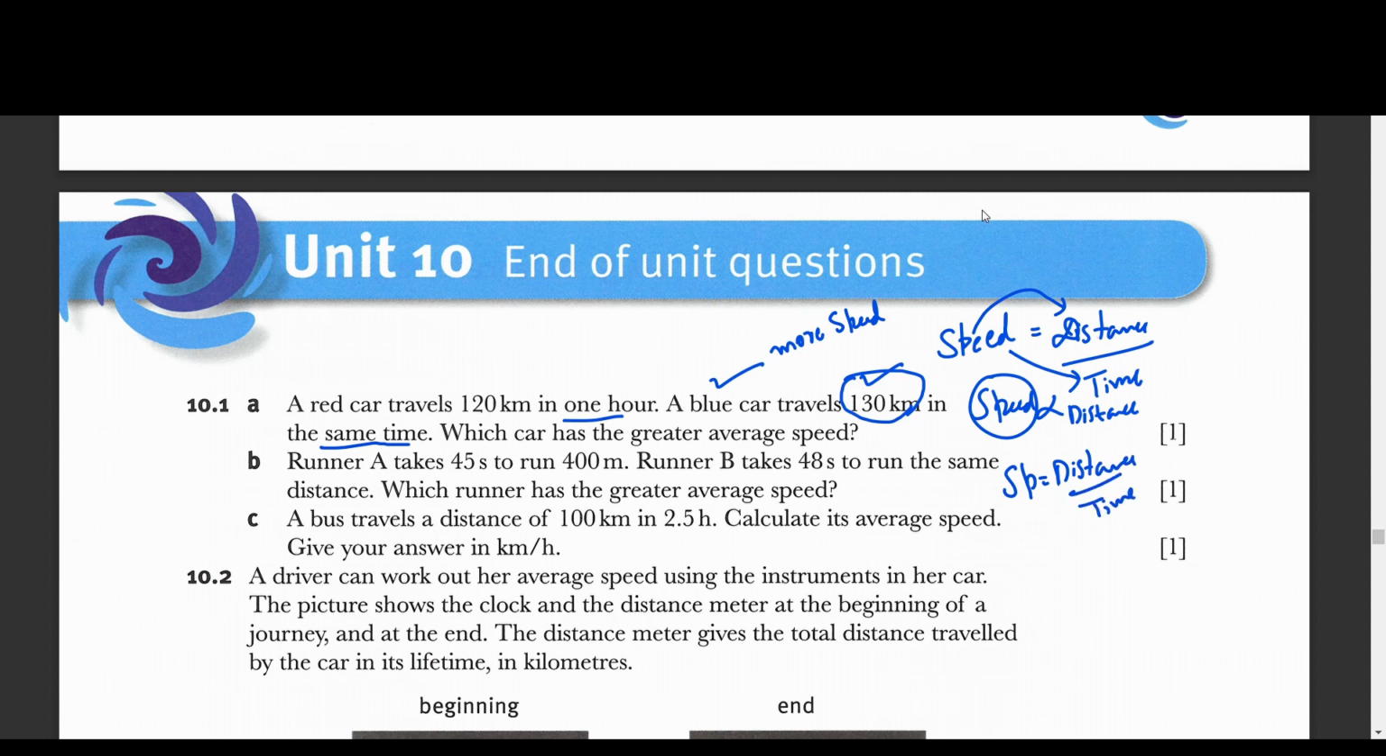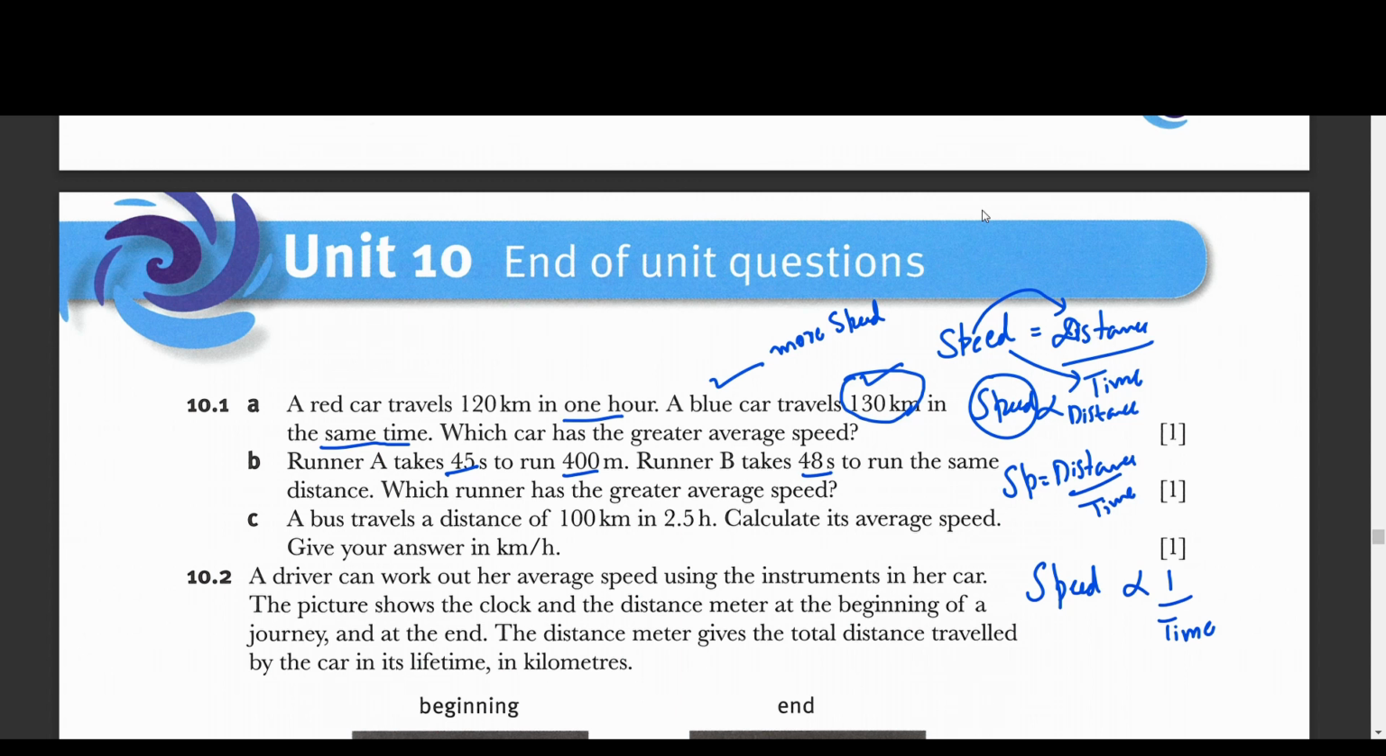Here distances are the same. If you can see, runner A takes 45 seconds to run 400 meter. Runner B takes 48 seconds to run the same distance. So the distance is the same, so speed only depends on time. And since there's an inverse relationship with time, more the time, less the speed. It makes sense also. The more time you take to complete a particular task, the lazier you are.